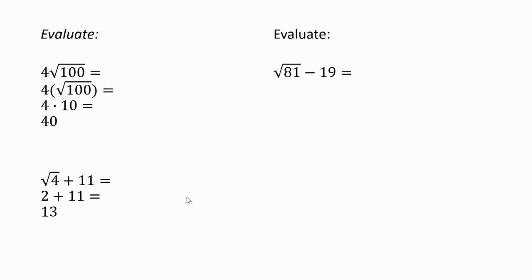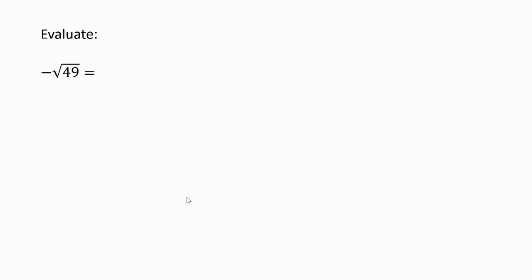The square root of 81 minus 19, take the square root first, that's 9. 9 minus 19 is negative 10. Negative 5 times the square root of 9. First, we'll think of this as multiplication. Take the square root of 9 first, then multiply by the negative 5, and I get negative 15. Okay. Negative square root of 49. Think of this as a negative times whatever the square root of 49 is, which we figured out earlier was 7. So that's just going to be negative 7.